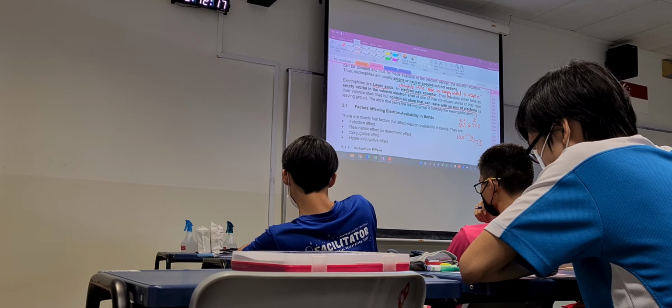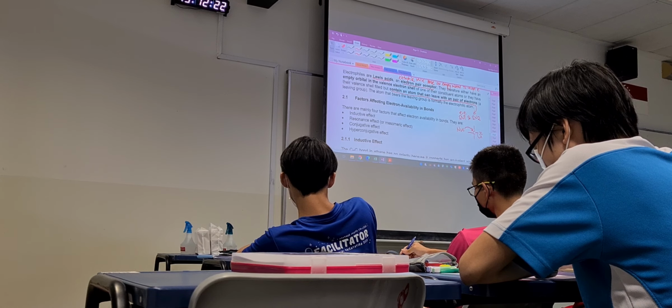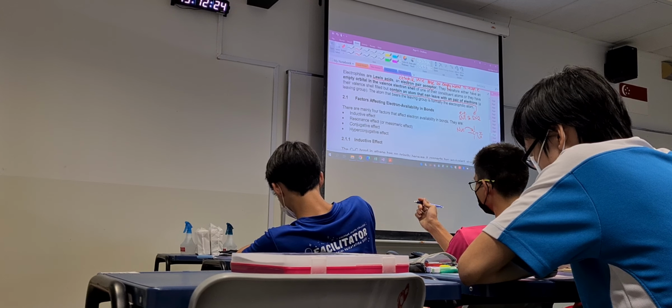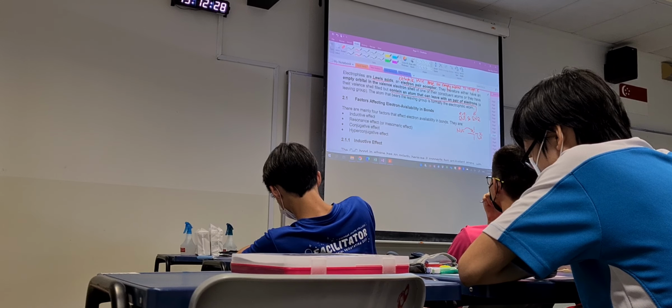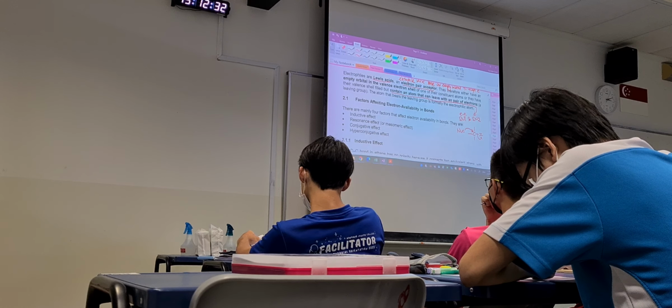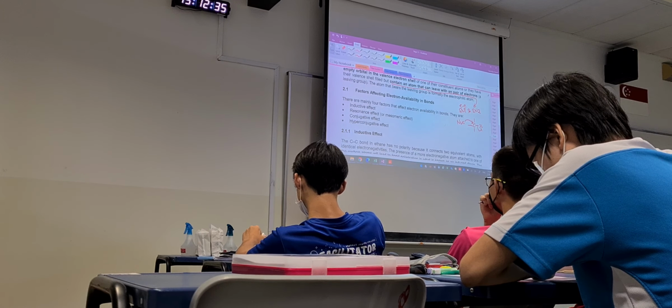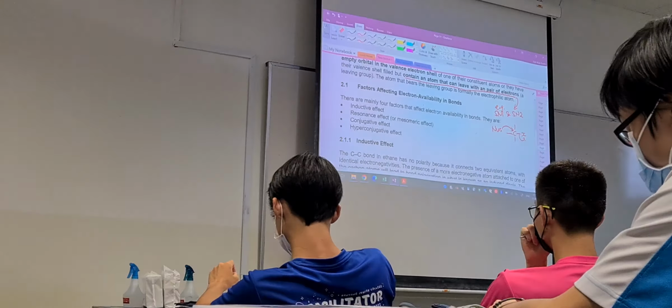Then, the few factors here affecting electron availability of a bond. There are four factors here. Inductive, resonance effect. Probably the inductive effect you have heard before. The resonance effect you may have heard before, but you don't know what it is really talking about. Conjugative and hyperconjugative, which is just something like conjugation, which you should have been introduced to already in the MO diagram.